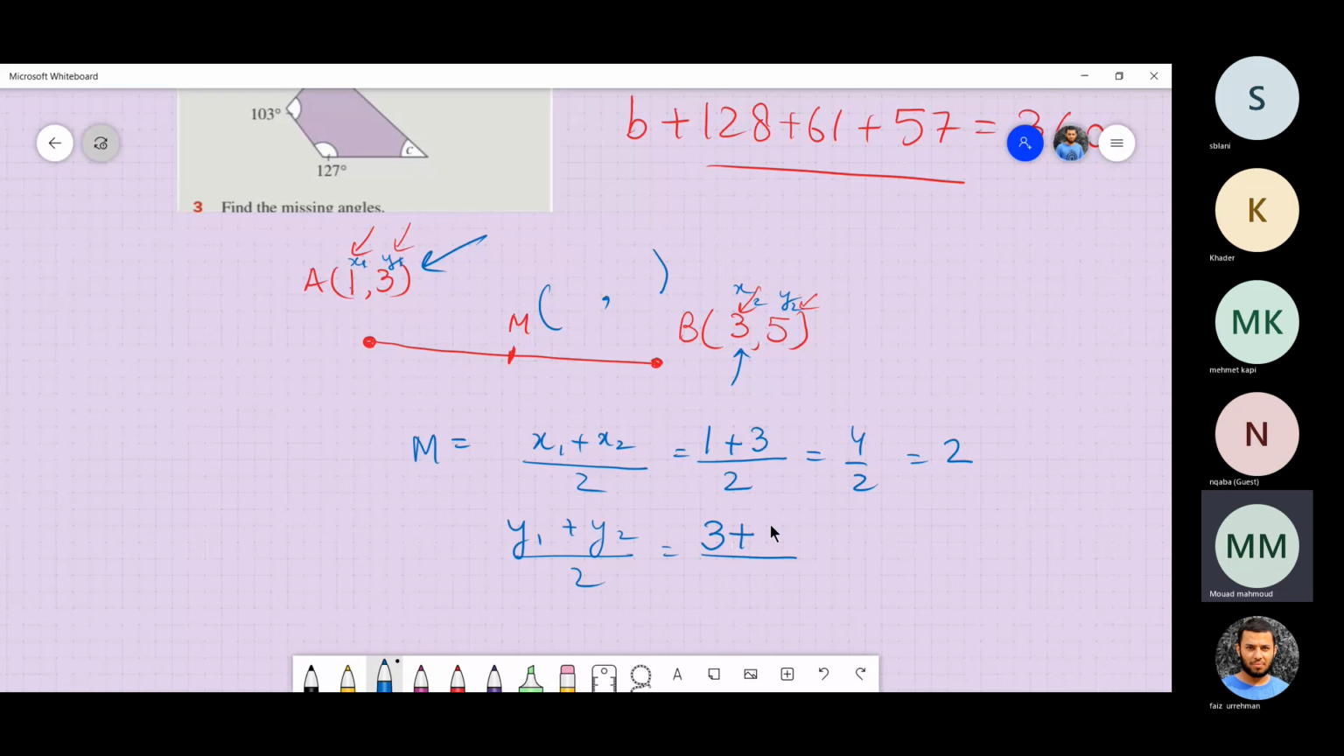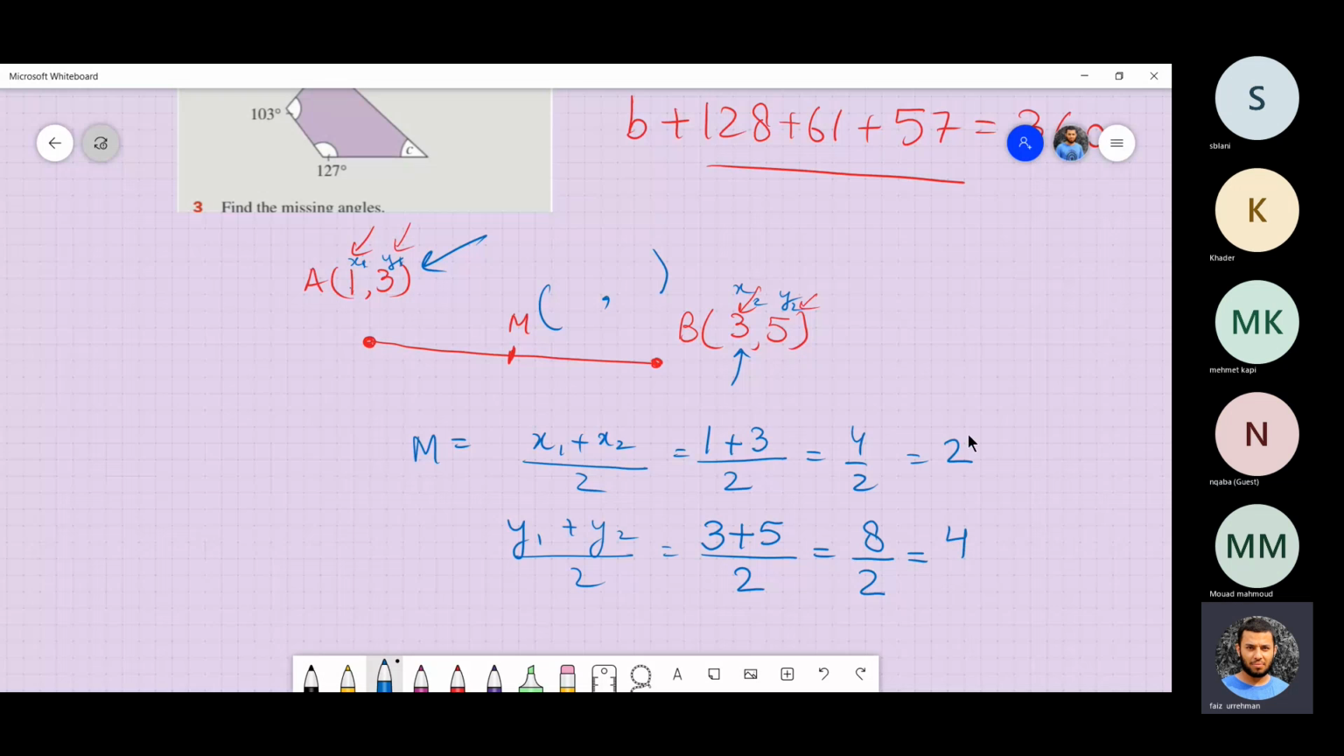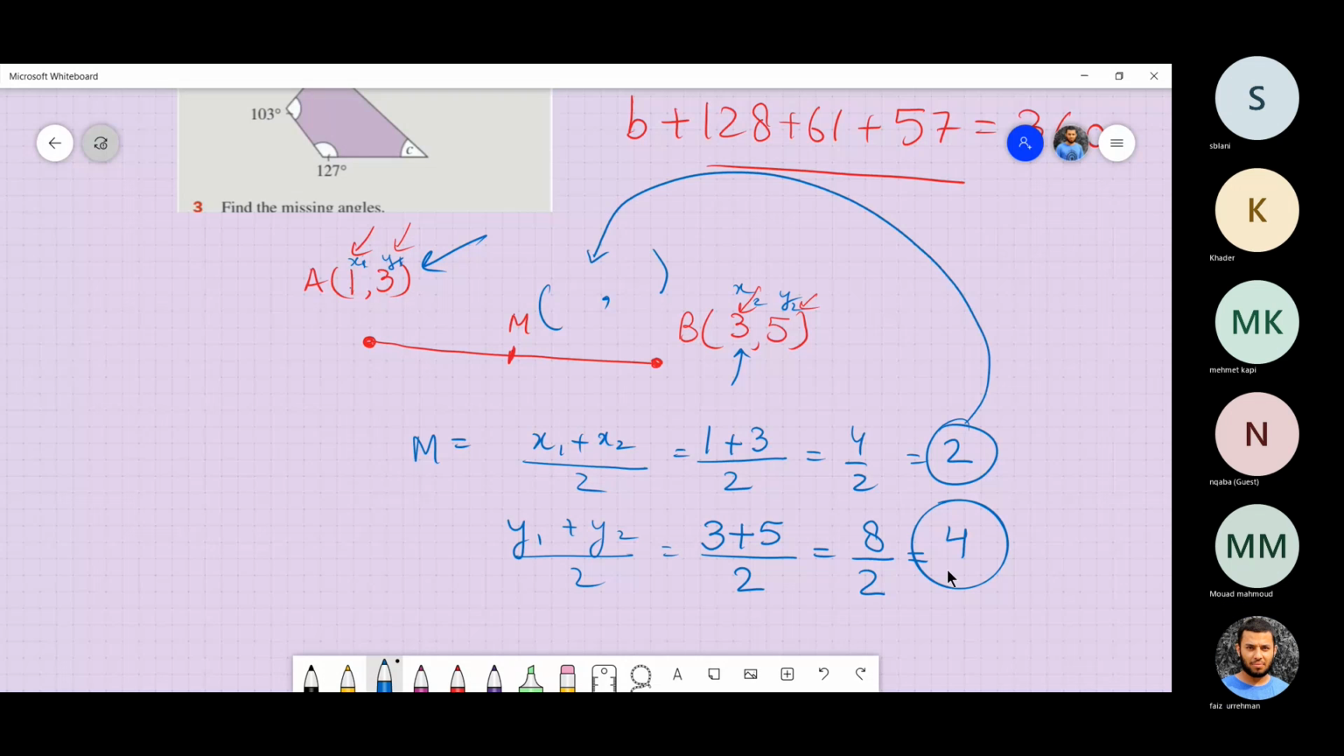And then what will I write in the bottom? 2. What is 5 plus 3? 8. What is the half of 8? 4. So this 2 and this 4 will come here. Okay, so the answer will be 2, 4. Clear? Yes.